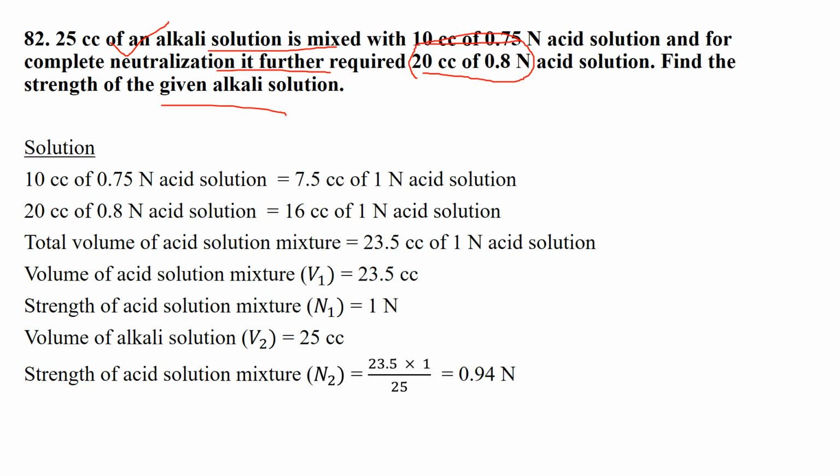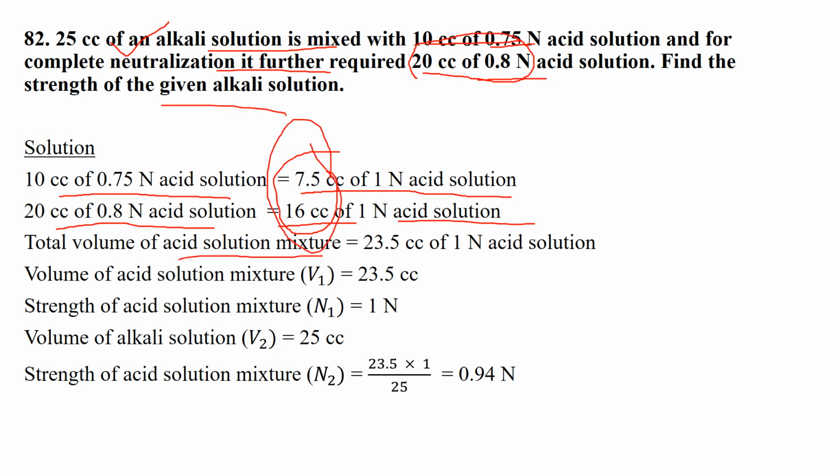We just have to calculate the normality of the alkali solution, because this alkali solution requires two different types of acids. One is 0.75 normal acid solution, another is 0.8 normal acid solution. Then 10 cc of 0.75 N means 7.5 cc of 1N acid solution. Similarly, in the other case, 16 cc of 1N acid solution. Then the total volume of the acid solution consumed by the alkali solution, in terms of 1N acid, will be 7.5 plus 16, that is 23.5 cc of 1N acid solution.